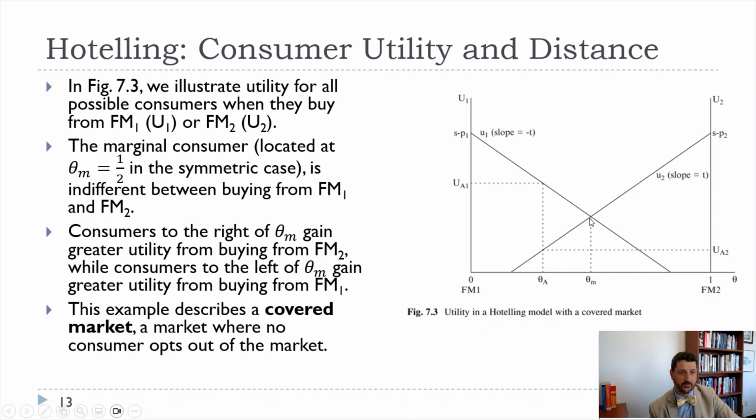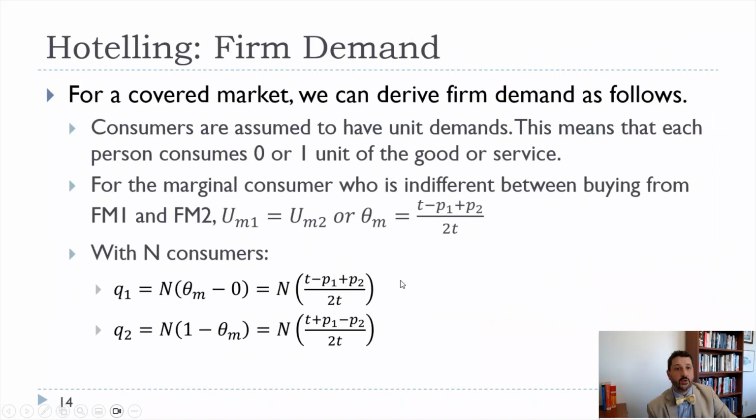And firm 1 will get half the market, and firm 2 will get the other half of the market. And that's the standard finding in this sort of straightforward Hotelling model. Now we can figure out the demand, right? Another assumption that we're having here, which is really a simplifying assumption, is that consumers have unit demand, so they either buy or they don't buy.